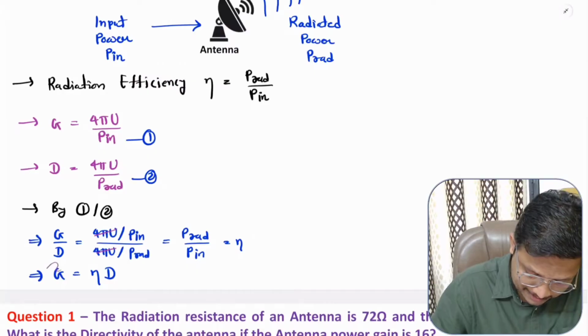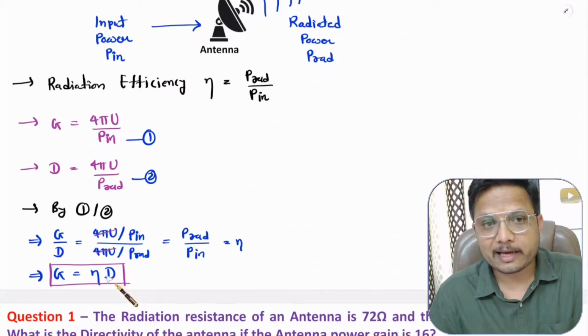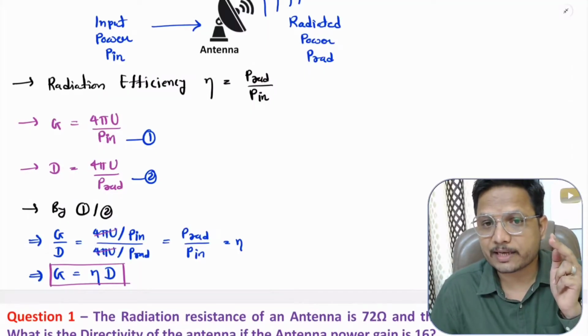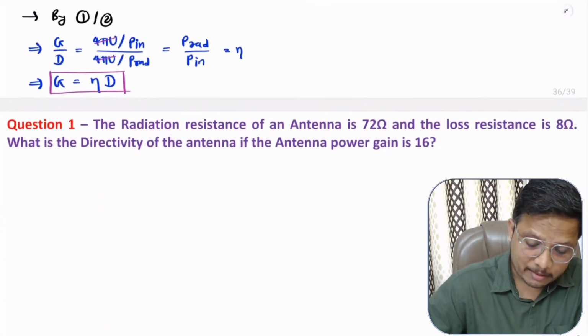This is a very essential relation between gain and directivity: gain is equal to radiation efficiency into directivity. Now let us solve two interesting problems.